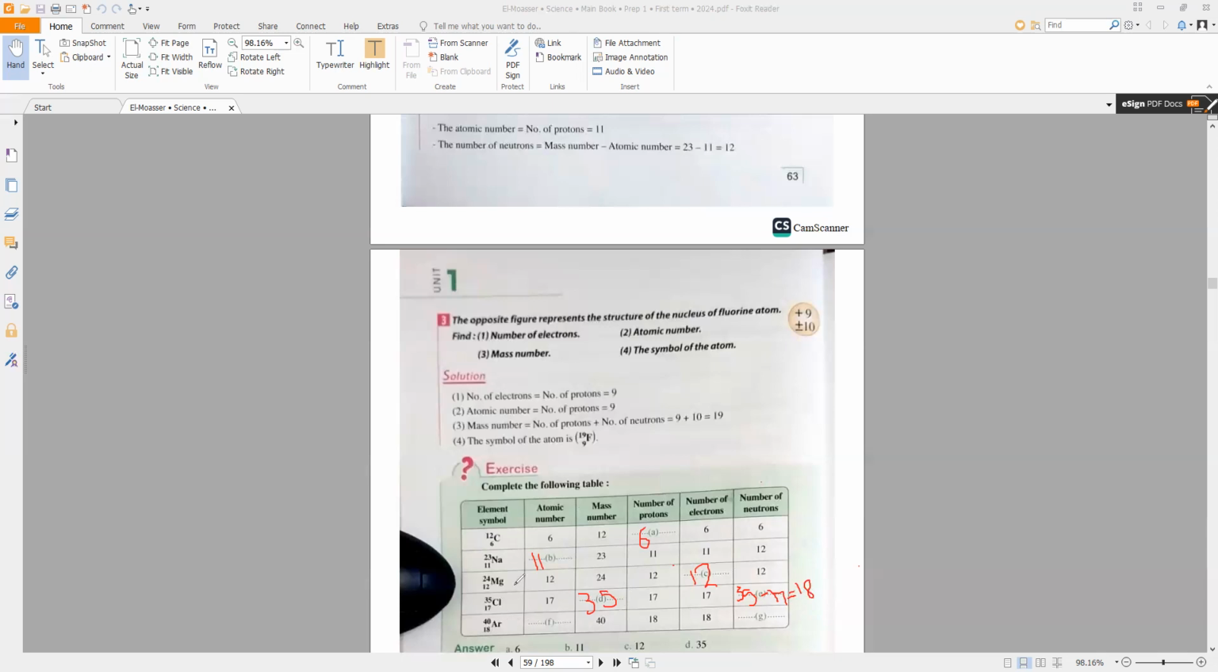Argon 18, 40: the atomic number is 18, the mass number is 40, the number of protons is 18, the number of electrons is 18, and the number of neutrons equals the mass number minus the atomic number, equal to 40 minus 18, equal to 22. This is the answer of this table, okay?